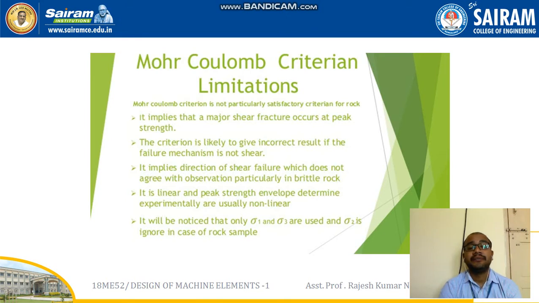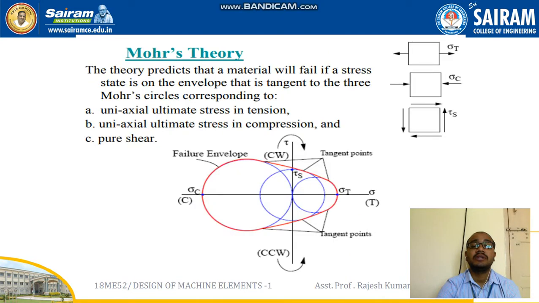It implies that a major shear fracture occurs at peak strength. The criterion is likely to give incorrect results if the failure mechanism is not shear, and it implies a direction of shear failure which does not agree with observation, particularly in brittle rock. It is linear, and peak strength envelopes determined experimentally are usually non-linear. It will be noticed that only sigma 1 and sigma 3 are involved, and sigma 2 is ignored in the case of the rock sample. So these are the limitations of the Mohr-Coulomb criterion.